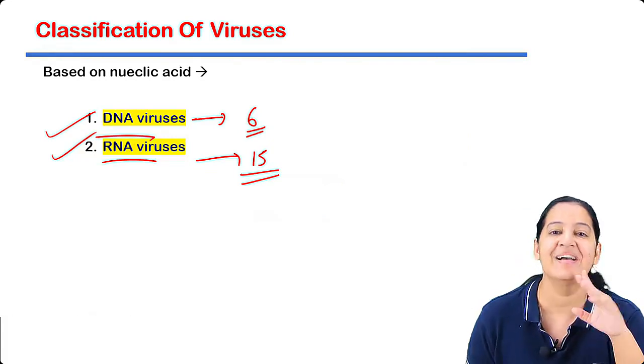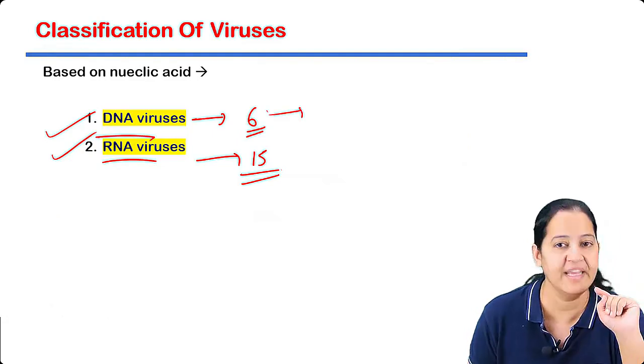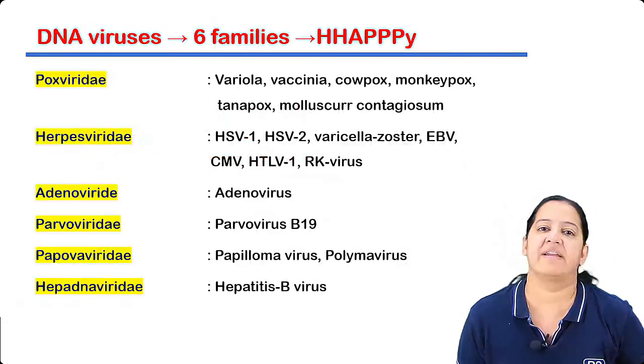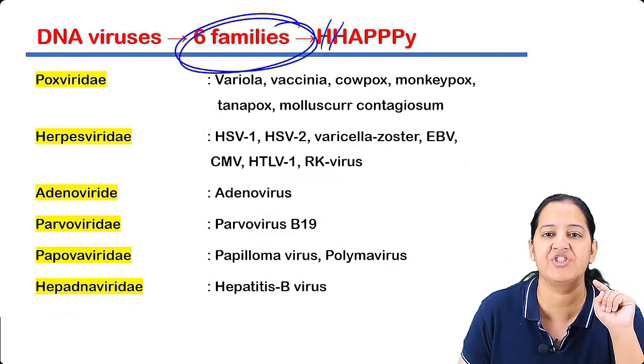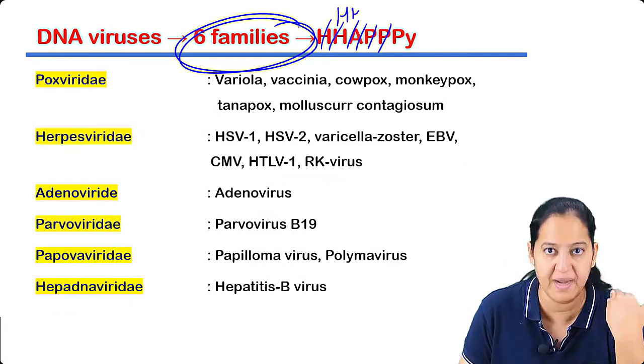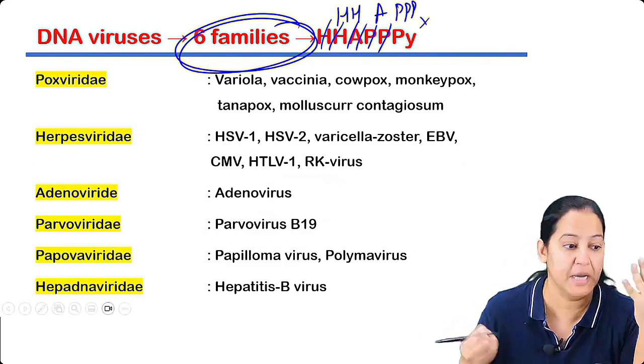Got my point? So these are the families having multiple members. I will give you 2 mnemonics now, for DNA and RNA. For the 6 families of DNA viruses, the mnemonic is double H A triple P. You can say "happy".